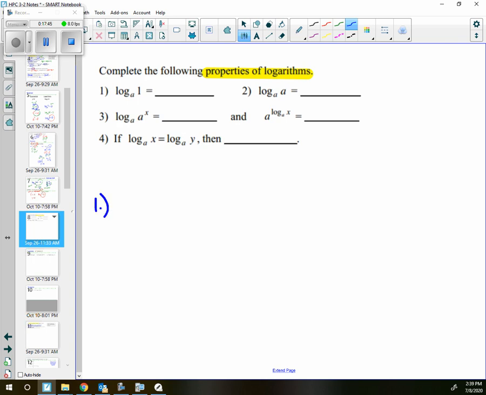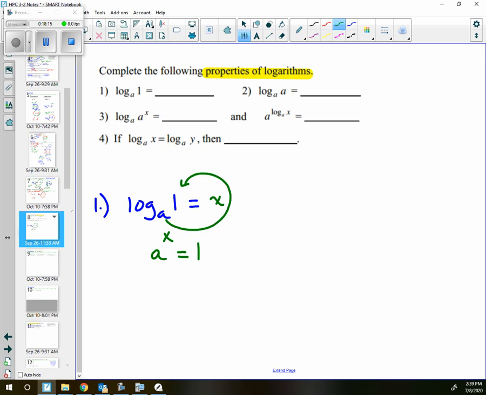So let's look at property number 1. It says log base a of 1 equals. Okay, so this is a little bit different than the one that we just did. I'm going to go ahead and for this one, try to see if we can solve it and figure out what this would have to be equal to. So log base a of 1 is always going to be what? Okay, so I'm just going to go ahead and put a little x here so we can rewrite it as an exponential to talk about it. So I'm going to rewrite it as an exponential. A to the what would be equal to 1.